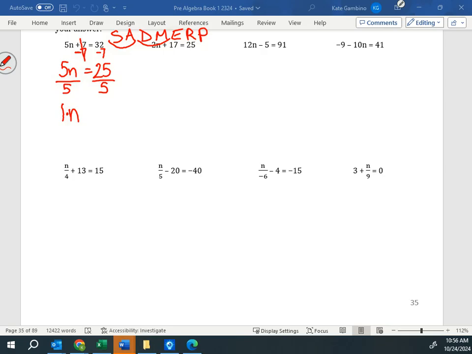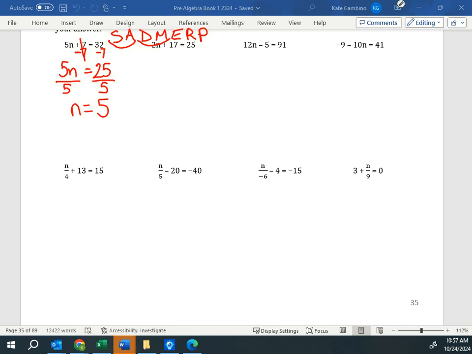Do I have to write it? No. Can I? Yeah. It's not proper math, so I don't write it, because I do the proper math. But we just know that that 1 is there. So 5 divided by 5 is 1, so I can just call it n, because 1 times n is still just n. Now I have 25 divided by 5 is what? David? 5.